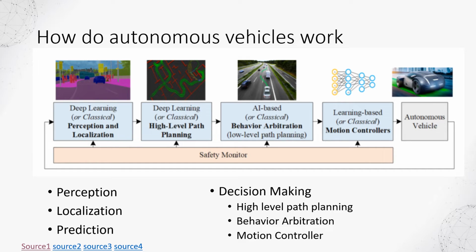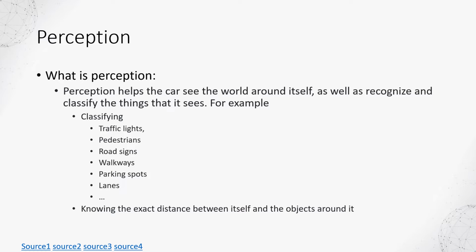For an autonomous vehicle, it should at least have the abilities of perception, localization, prediction, and decision making. Here I mostly focus on introducing the perception part. So what is perception? Perception helps the car see the world around itself, as well as recognize and classify the things that it sees. For example, it should be able to classify traffic lights, pedestrians, road signs, walkways, parking spots, lanes, and so on. Also, it should know exactly the distance between each object.